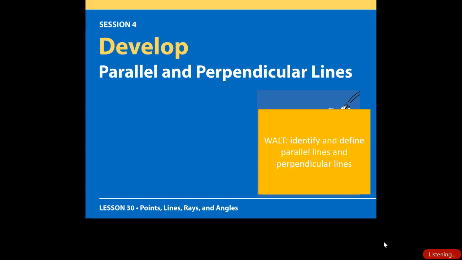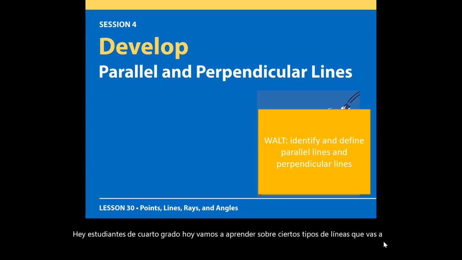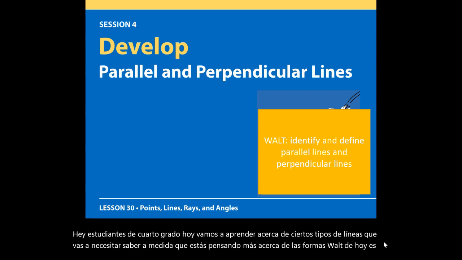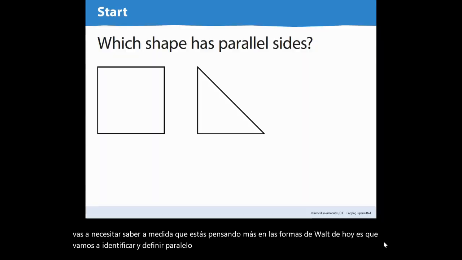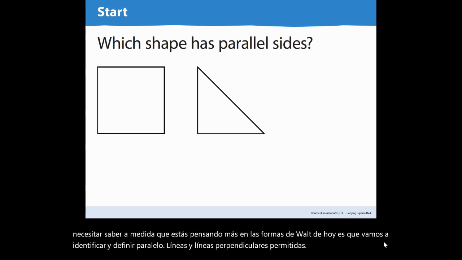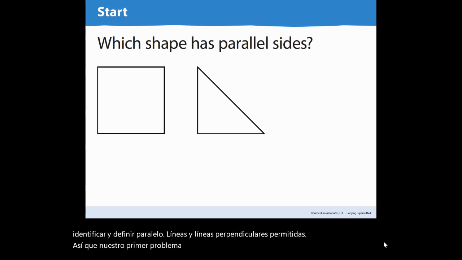Hey, fourth graders. Today we are going to learn about certain kinds of lines that you're going to need to know about as you're thinking more about shapes. Today's objective is that we are going to identify and define parallel lines and perpendicular lines. So our first start problem is which shape has parallel sides?